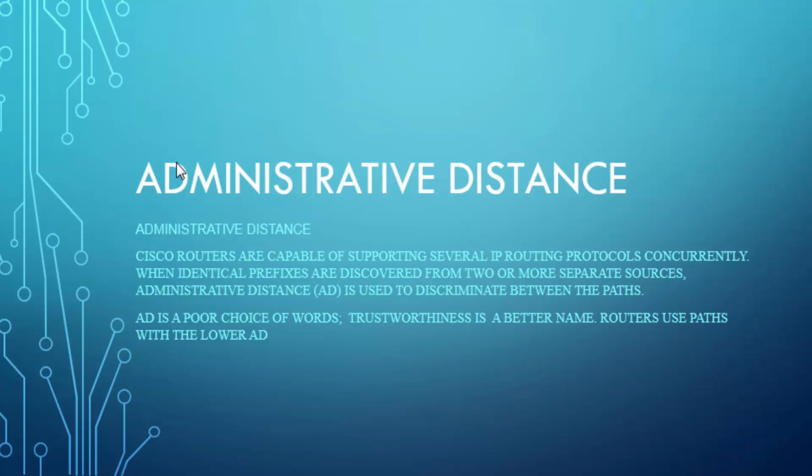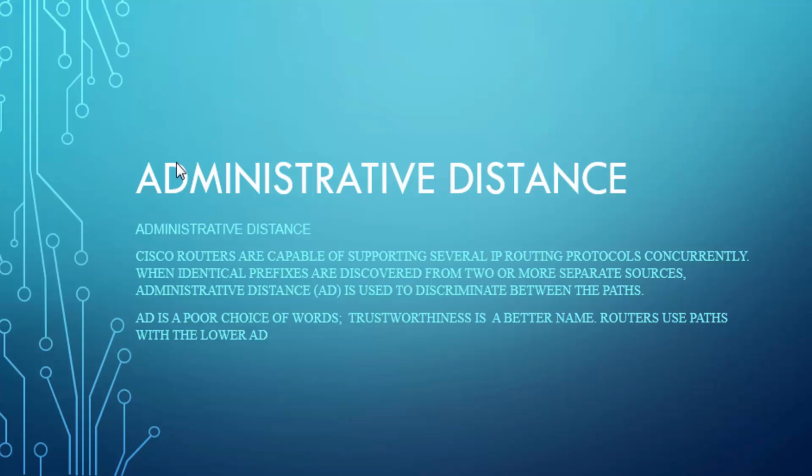Administrative distance. Cisco routers are capable of supporting several IP routing protocols concurrently. Yes, and it applies much more when we have redistribution, and we're going to see that in a couple of seconds. When identical prefixes are discovered from two or more separate sources, administrative distance (AD) is used to discriminate between the paths.